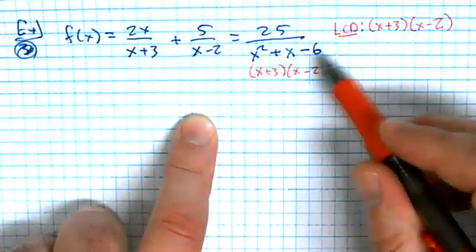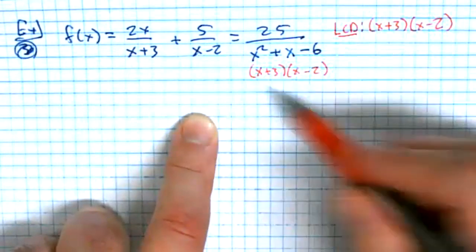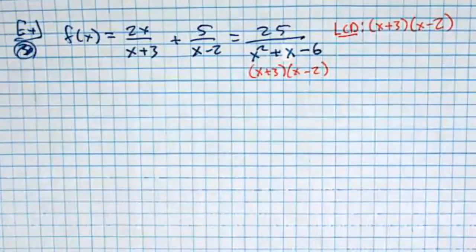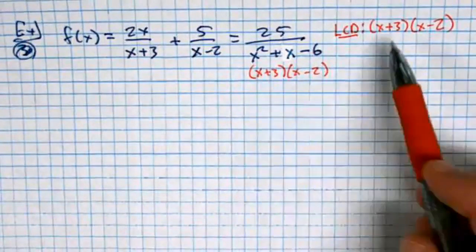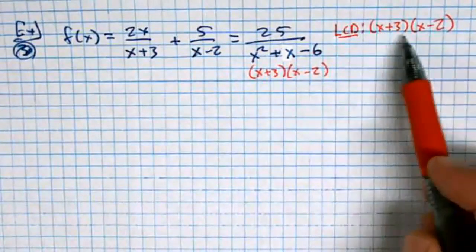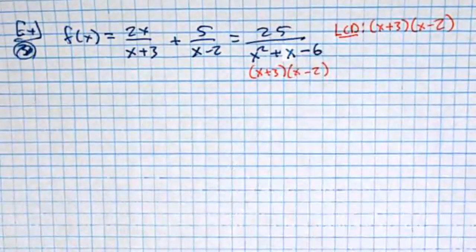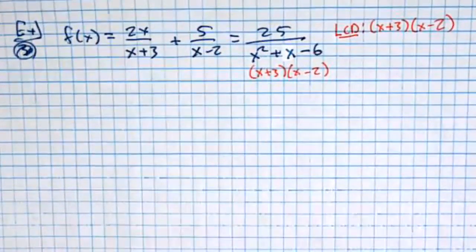That's going to give me the -6. It's going to give me the x squared. It'll give me a 3x and a -2x, which does add up to x. Yes, it does. So since I've already got both of those factors in my LCD, I don't need to add anything else in for this third fraction. This LCD covers all of the factors of all of my denominators. We good with that?